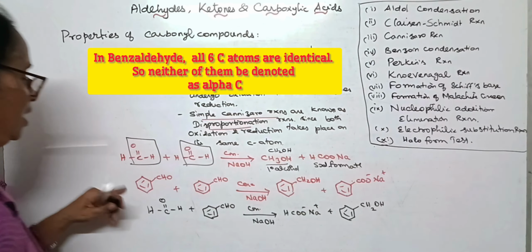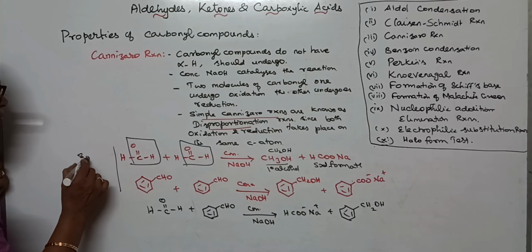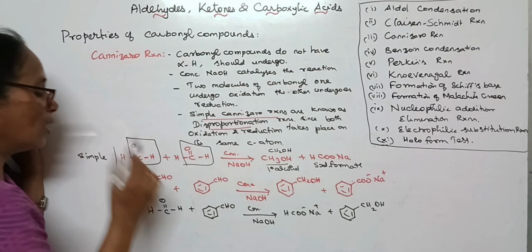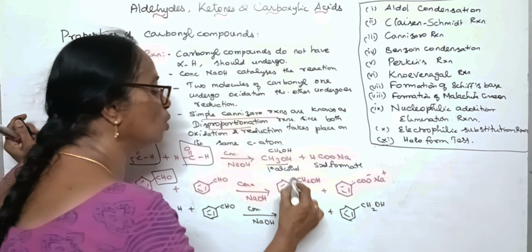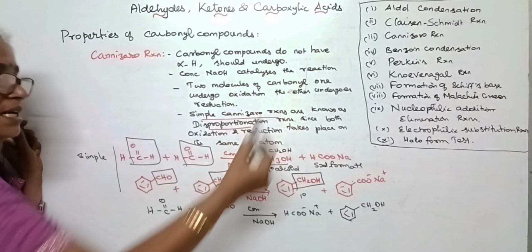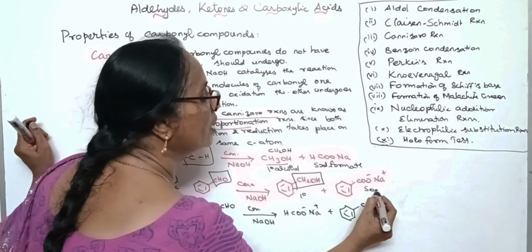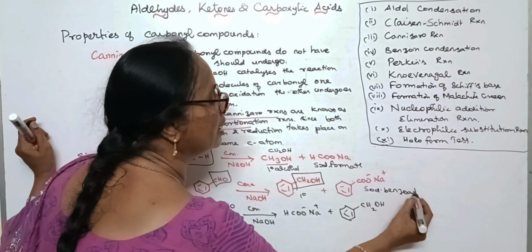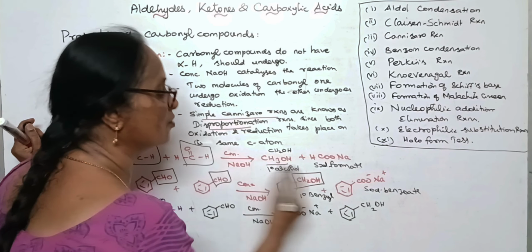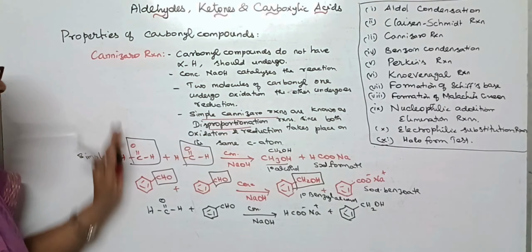Similarly, we can have even benzaldehyde. Two molecules of benzaldehyde are taken, so both of them you can refer to as simple Cannizzaro reaction. In this case also, one of the aldehydes is reduced to its primary alcohol, and the other aldehyde is oxidized to carboxylic acid, and with sodium hydroxide it forms sodium benzoate. So we are getting benzyl alcohol and sodium benzoate as the products of Cannizzaro reaction of benzaldehyde. In both cases we find similar aldehydes.